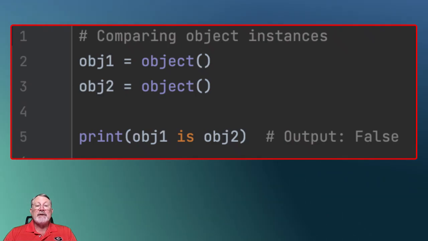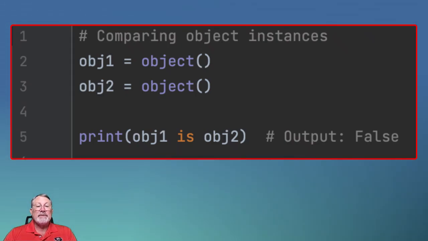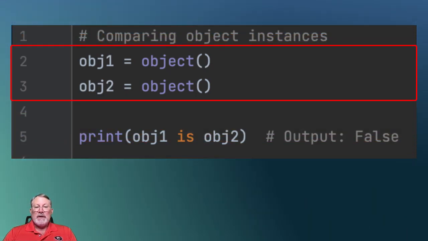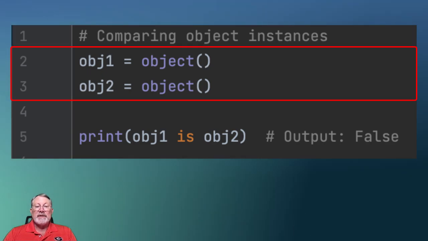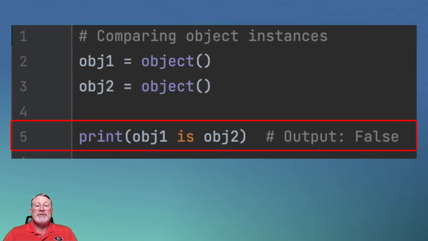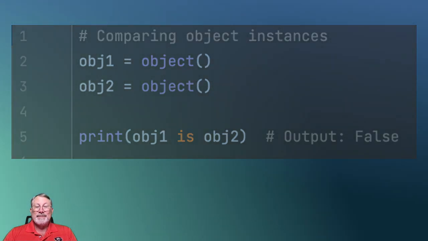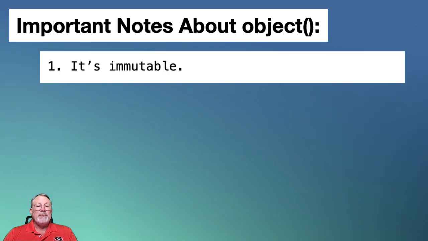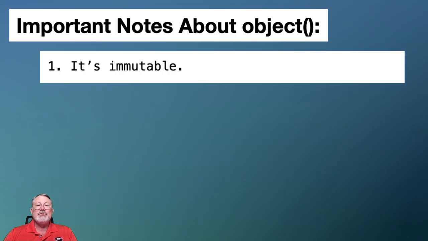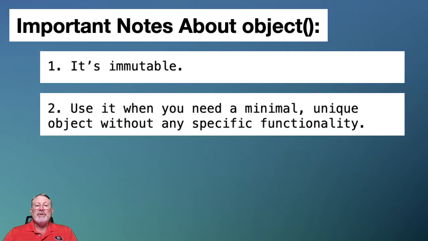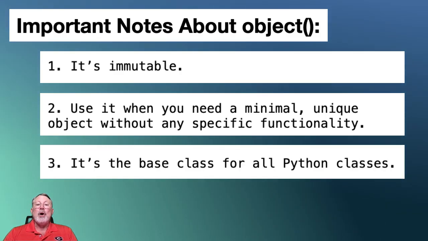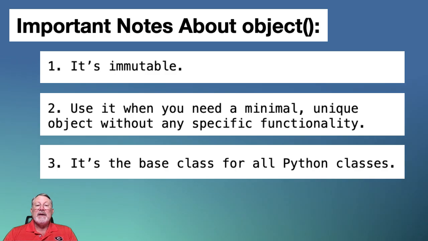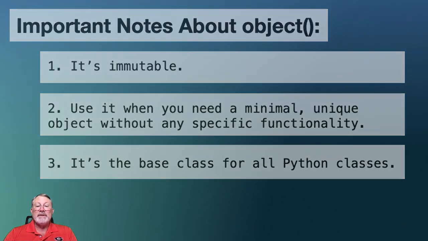Each call to object creates a new, unique object. Let's verify this. Even though both are created using object, they are distinct objects with unique memory locations. Here are some important points about object. It's immutable. You can't add or modify attributes directly on it. Use it when you need a minimal, unique object without any specific functionality. It's the base class for all Python classes, making it central to Python's object-oriented design.